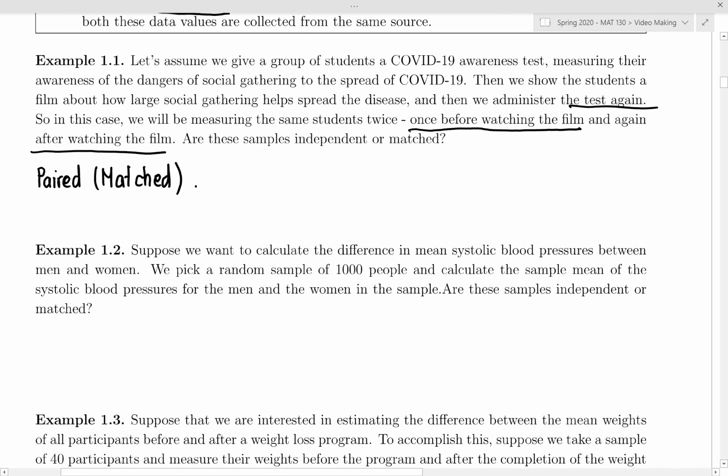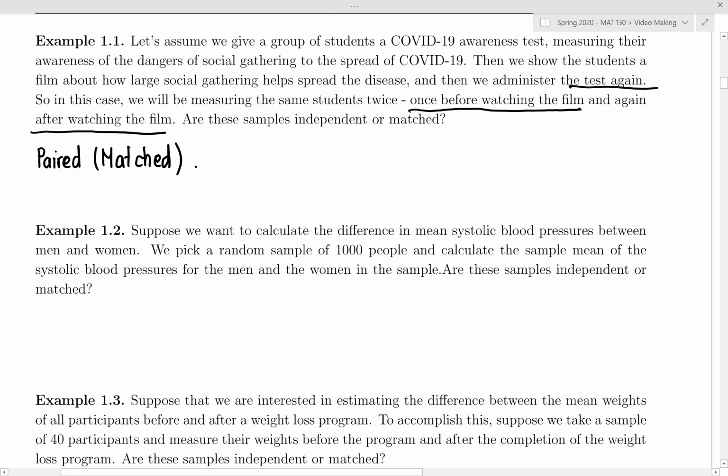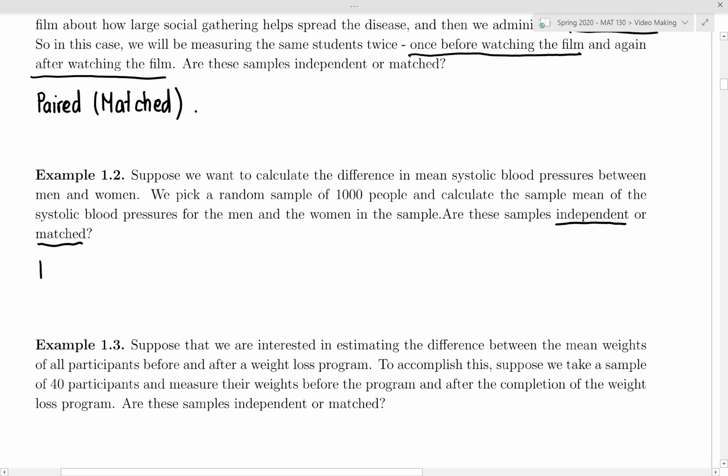Example 1.2: now let's say we want to calculate the difference in mean systolic blood pressure between men and women. We pick a random sample of 1,000 people and calculate the sample mean of blood pressures for men and women in the sample. Are these samples independent or matched? Is there any way that we can pair the data from the first sample to the second sample? The answer is no. The first sample has no bearing on the second one, so this is an example of an independent sample.